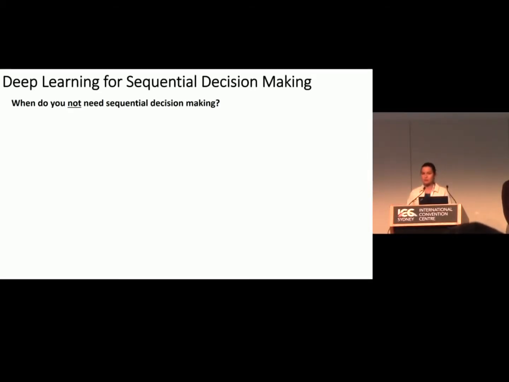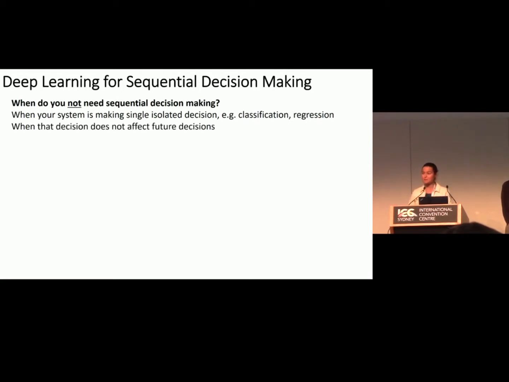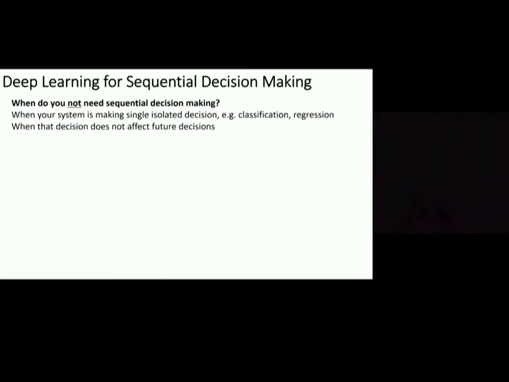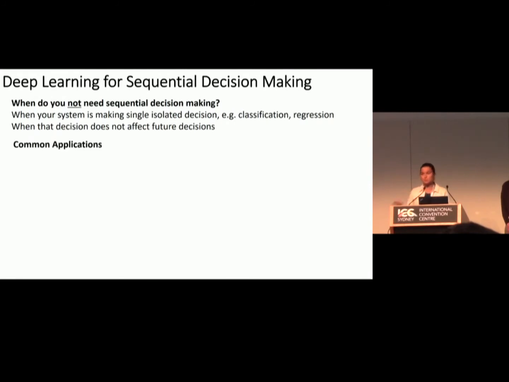So first, when do you not need sequential decision making? You don't need sequential decision making when your system is going to make a single isolated decision, for example, classification or regression. And in particular, when the decision that it makes doesn't affect the future decisions that it will make in the future. Namely, when it won't affect the state of the world and the decisions that it wants to make in the future. So some common applications of sequential decision making I'll show up here.